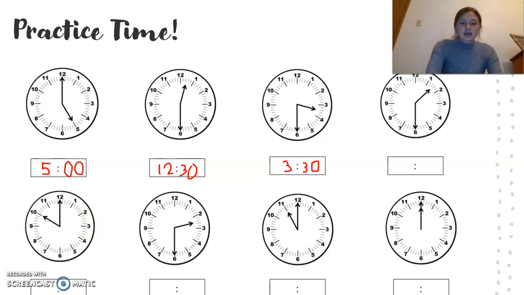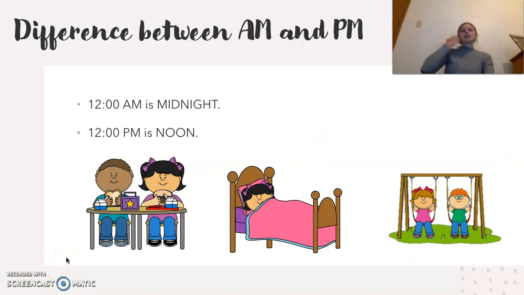Okay, next one. So what I want to talk to you guys about is the difference between AM and PM. We know how to tell time. We know 30 minutes past, we know 45 minutes past, we know 15 minutes past, but now we're going to talk about AM and PM. So my example is 12 a.m. is midnight, but 12 p.m. is noon.